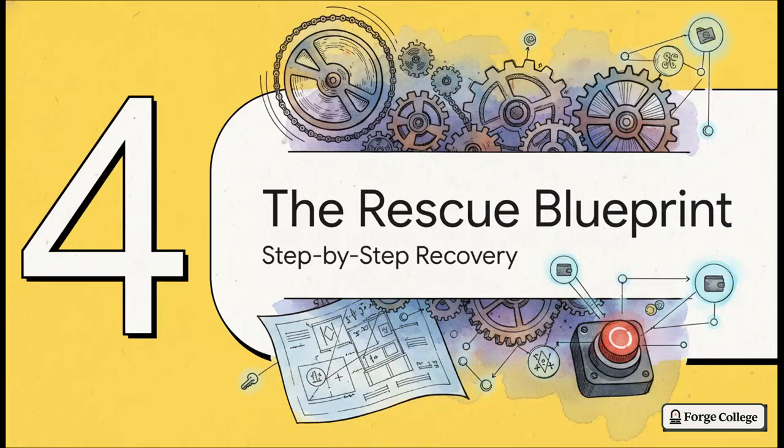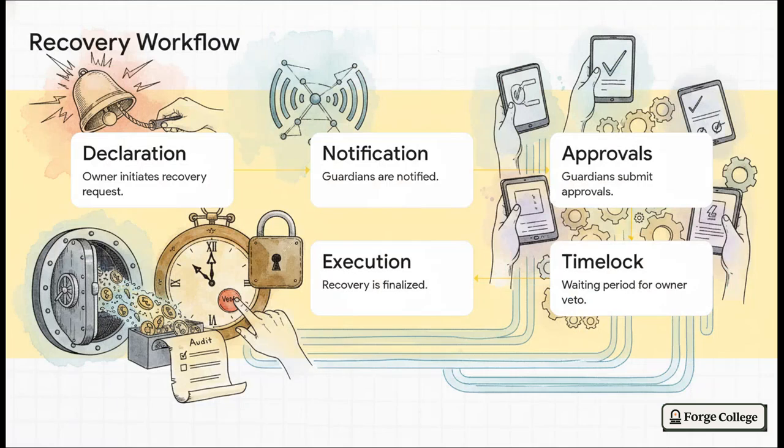All right, Section 4, the rescue blueprint. Let's see how all this machinery actually operates when you push the panic button. Drawn out step by step, we have a precise 5-step workflow from the second the alarm is pulled.